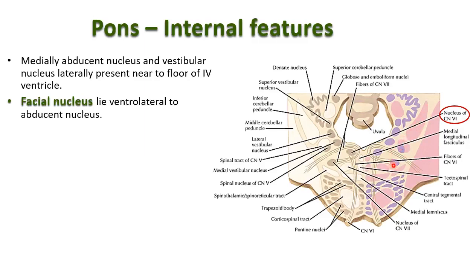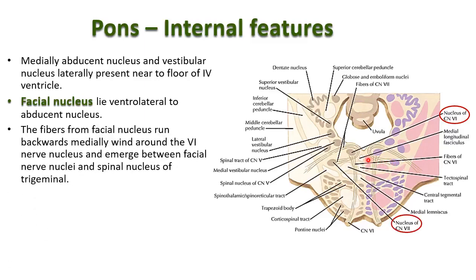Now coming to the facial nucleus, the fibers of the facial nucleus first pass dorsally and then medially. The fibers first run backwards, or dorsally, and then medially, winding around the abducent nerve nucleus. First it is seen between the abducent and the vestibular nucleus. Then it is seen between the facial nerve nucleus and the spinal nucleus of the trigeminal nerve, and finally it emerges at the pontomedullary junction.